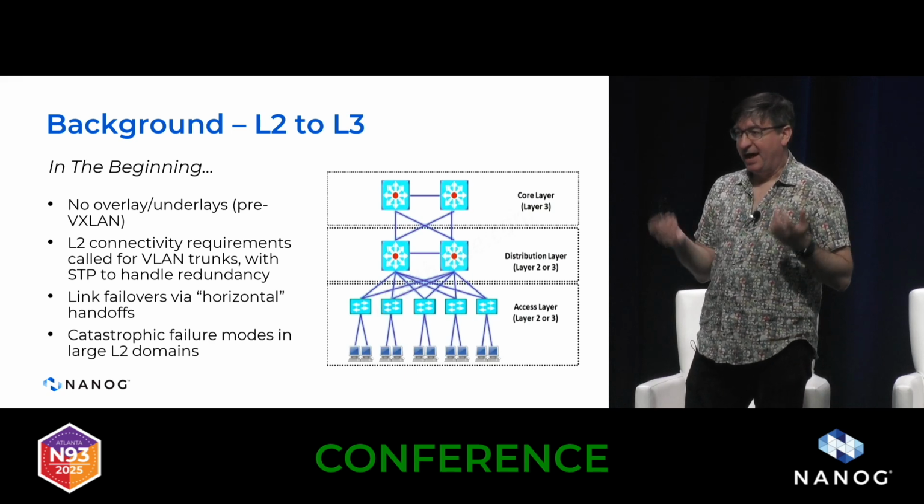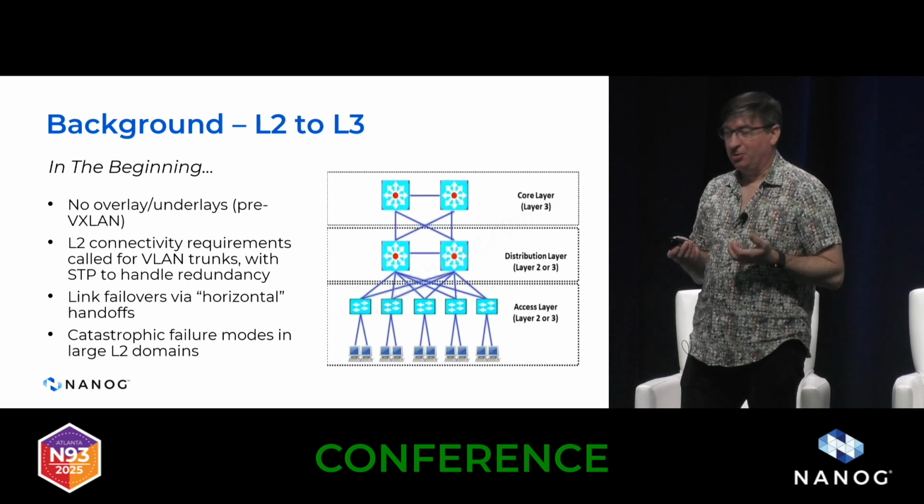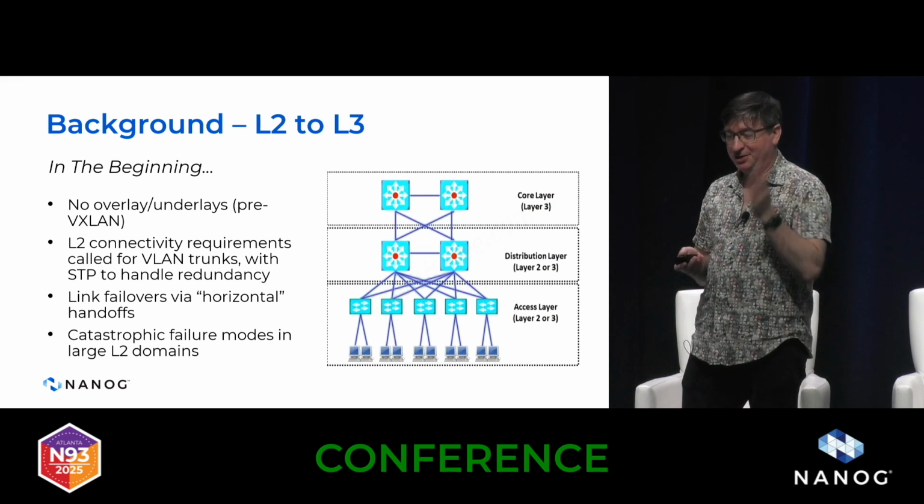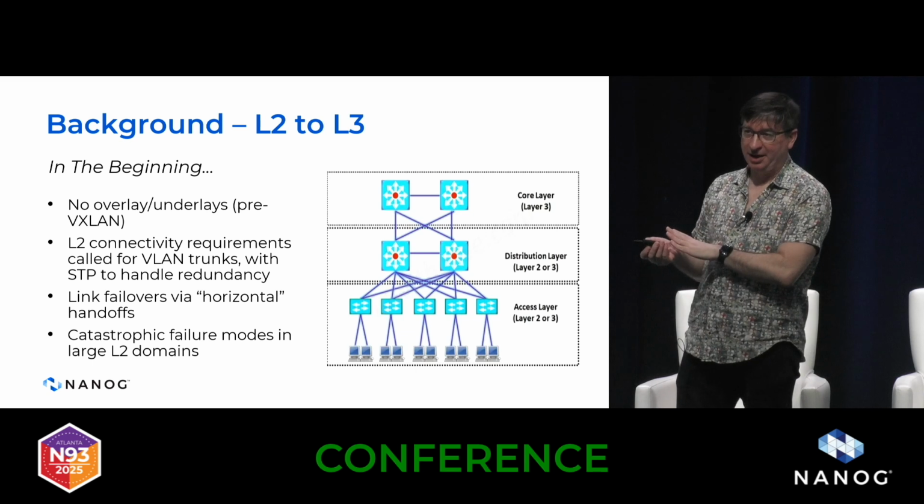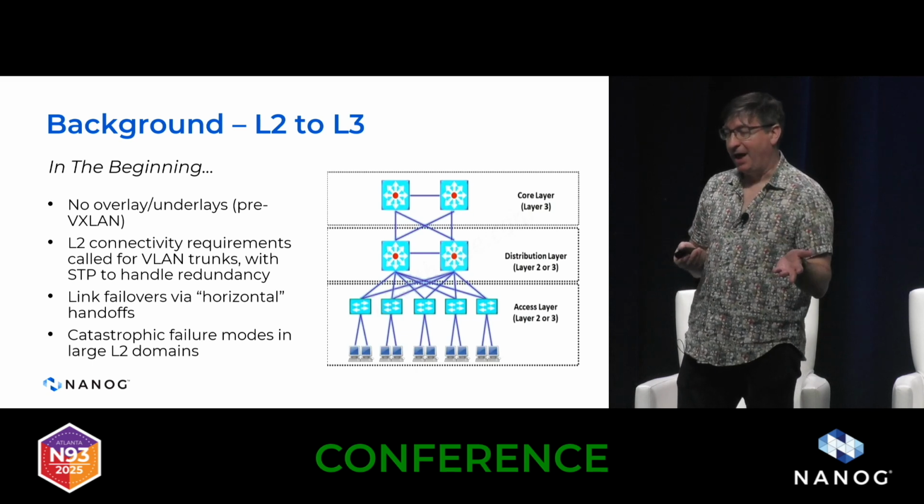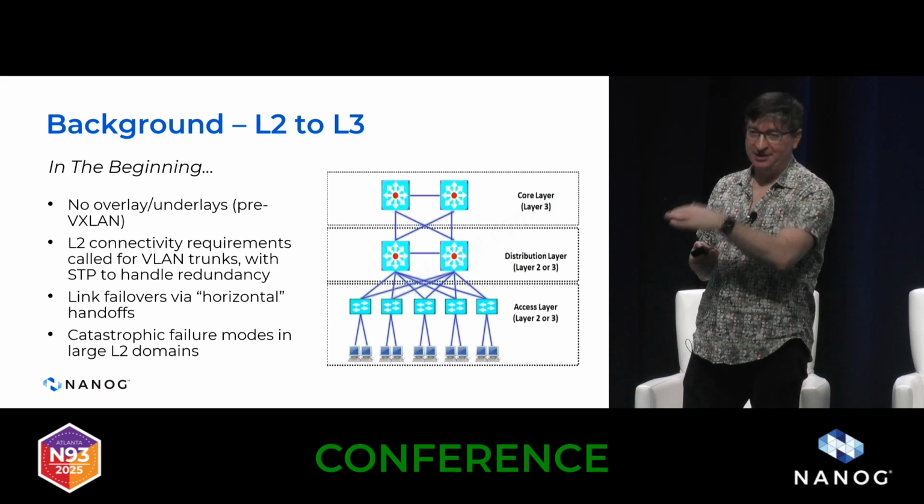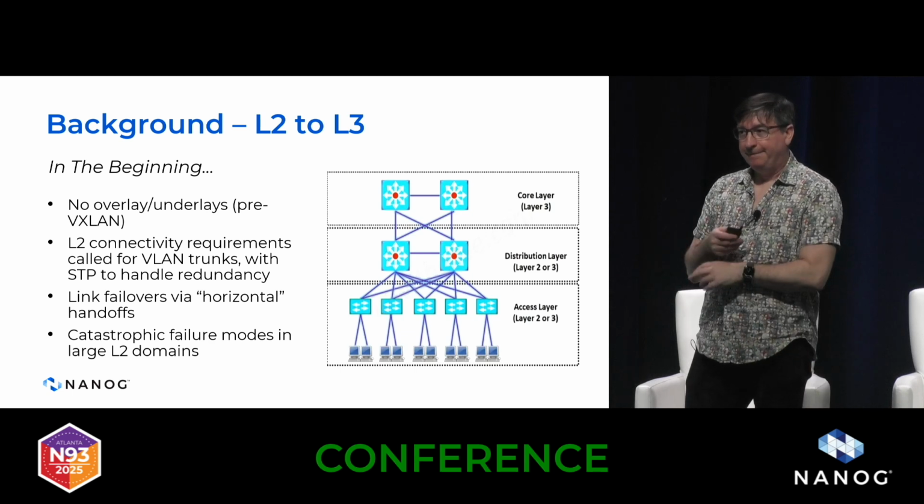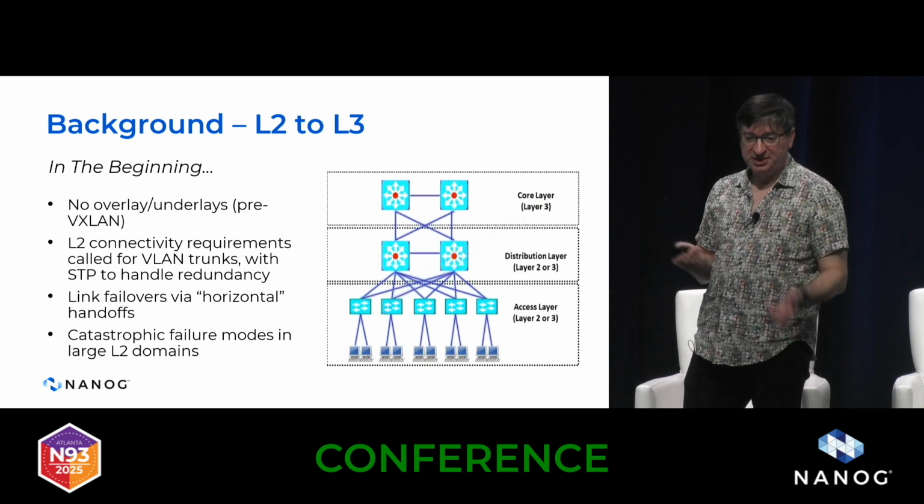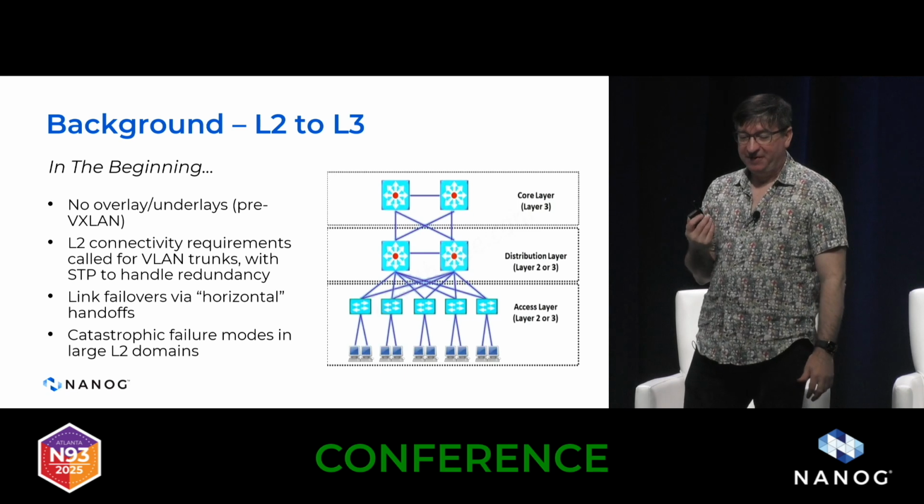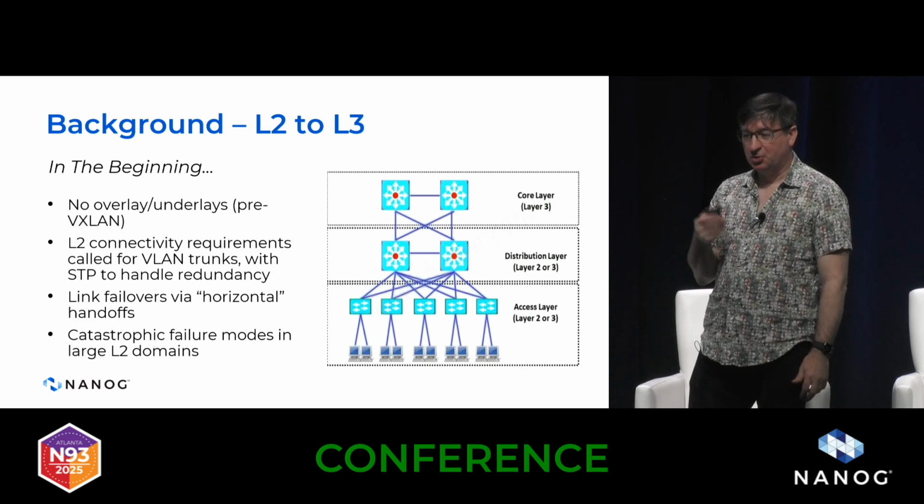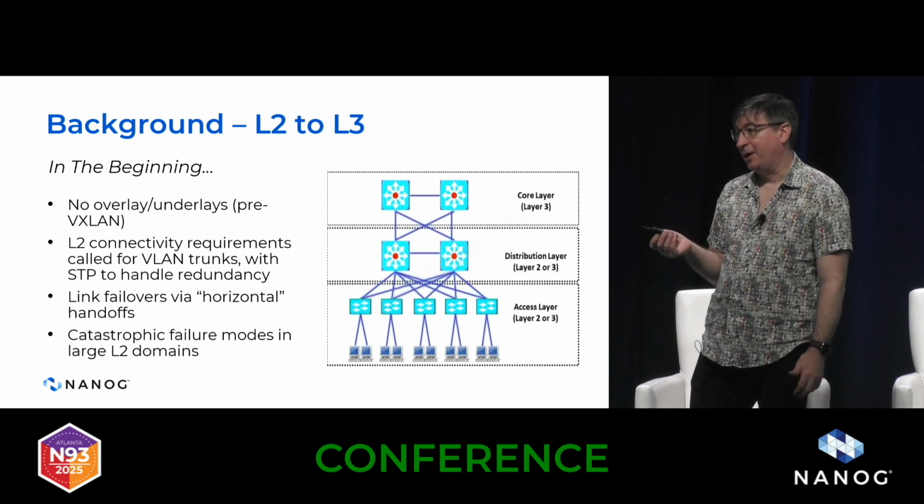Spanning tree is an active standby model. You could not share loads. You had your active link and then you had your blocking path. And if your active forwarding path went down, then traffic would switch over. But there was no load sharing, no ECMP. Your failover model was primarily through these horizontal handoffs that you see at each layer.